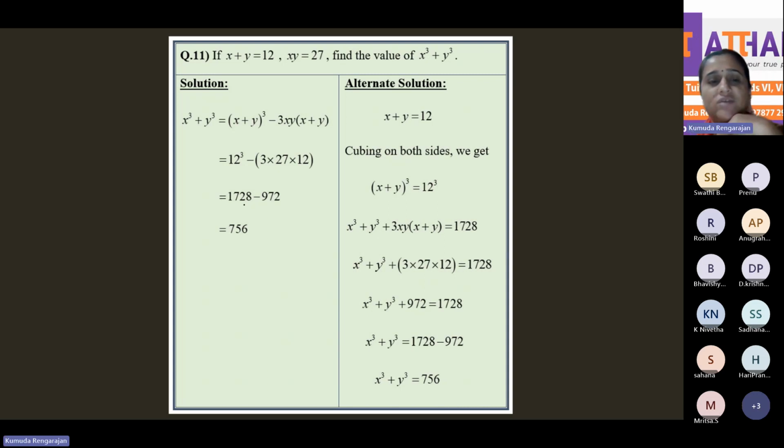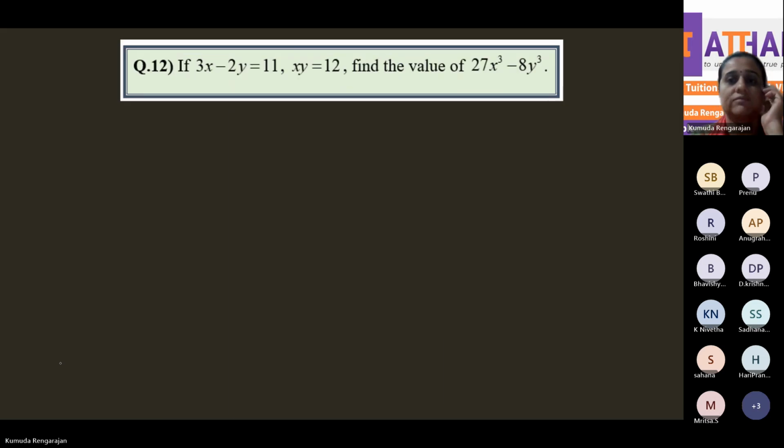I think, Bhavisha, you said the same thing. By mistake, you said 1756, right? Yes, ma'am. Or maybe when subtracting, you just put a 1 accidentally. Yeah, check this answer.